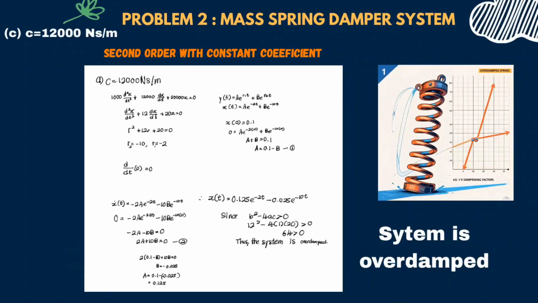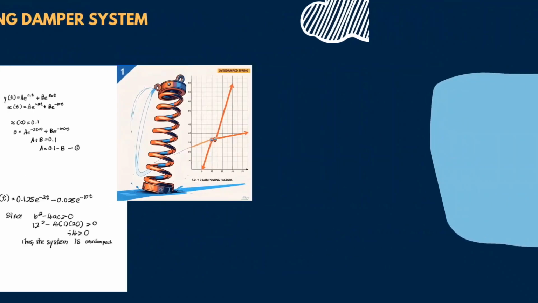For case C, we got distinct roots. So we use the general equation of distinct roots to find A and B. And we got the final answer. Since b squared minus 4ac is greater than 0, the system is overdamped.